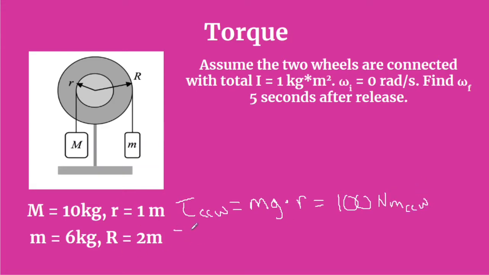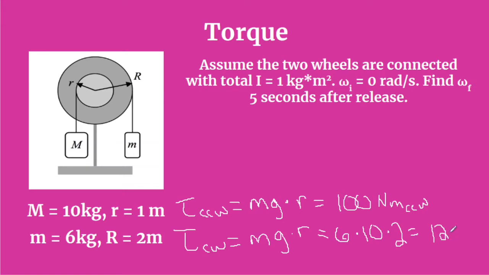Now for the second one, if we're working with the smaller mass, we have torque clockwise equals mg times r, again because we're working with a weight force, but in this situation our mass is 6 kilograms, not 10. G, we're still going to approximate to 10, and then this r is 2 meters.